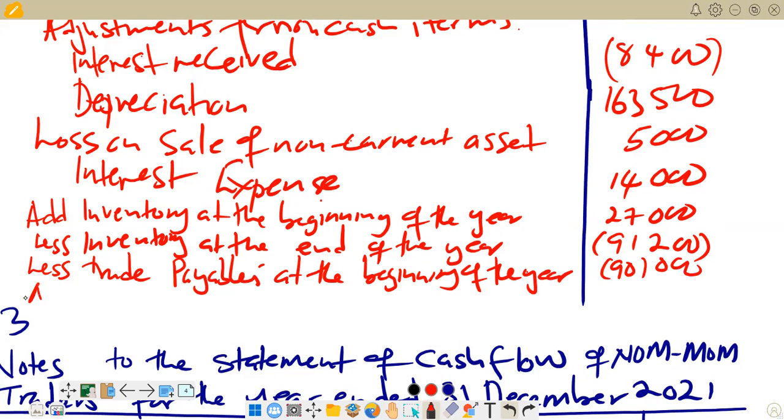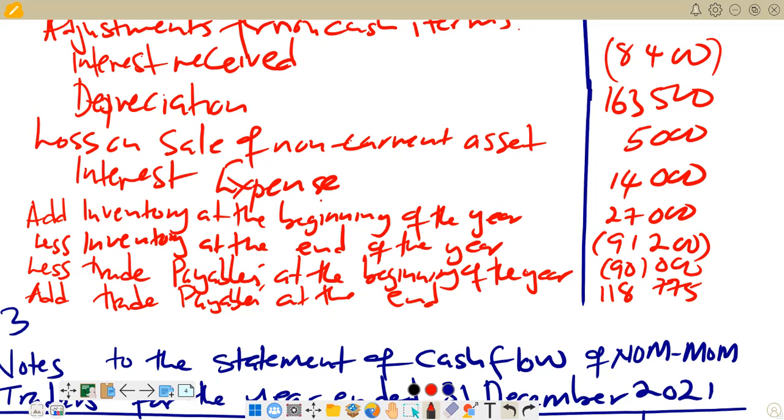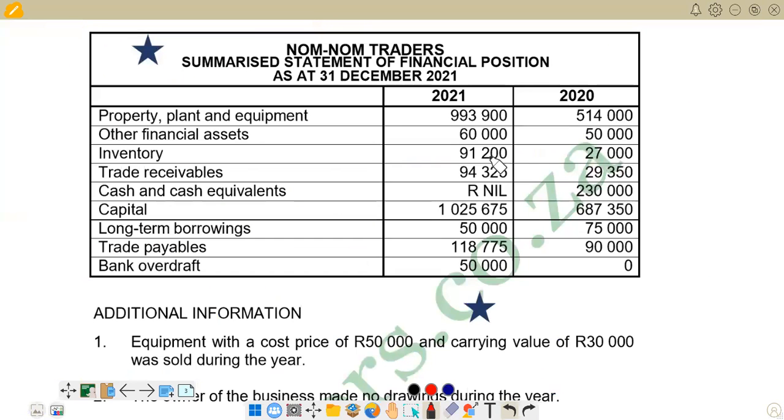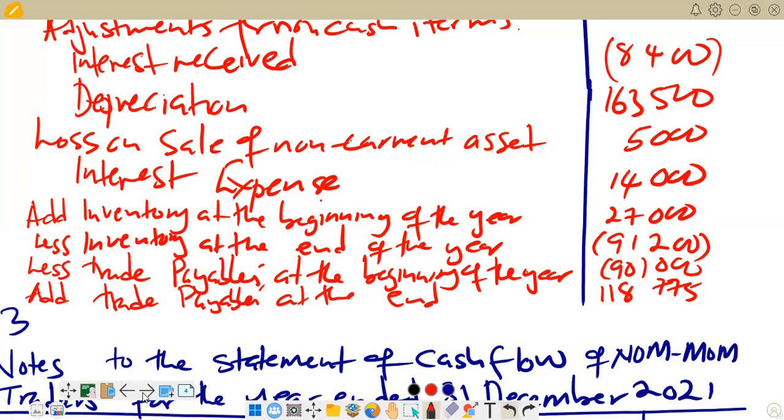Then obviously we add now the balance that we have at the end. Then we add trade payables at the end. The figure that we have there is 118,775. These are the balances that we have in the question, so we can come back to check if we are entering the correct figures. Trade payables is here, 90,000 at the beginning, then we've got 118,775 at the end. So these are the figures that we just entered there.